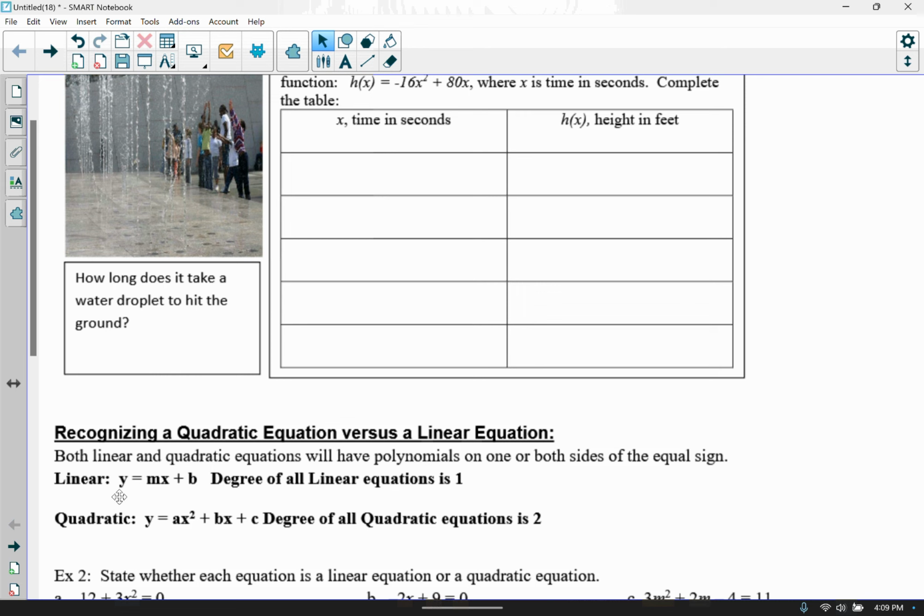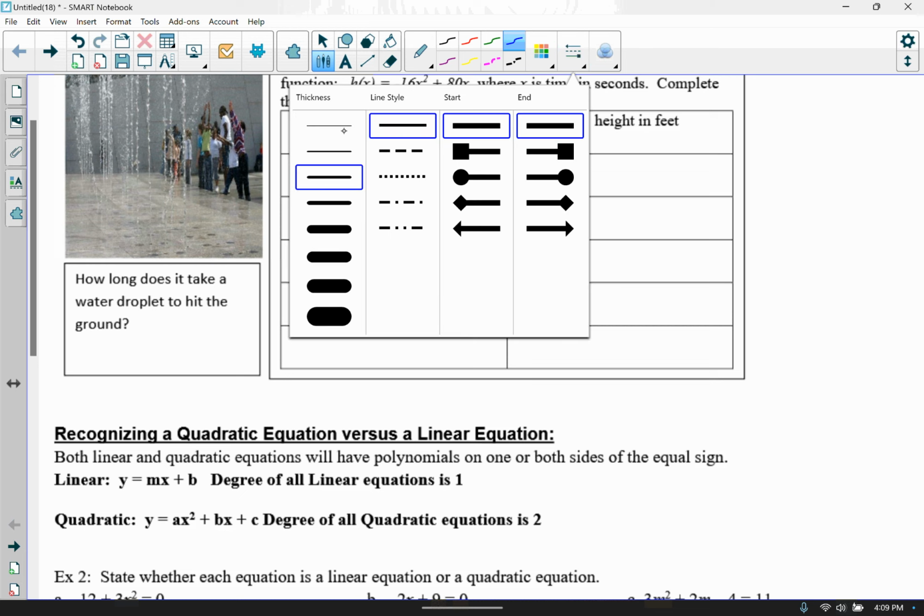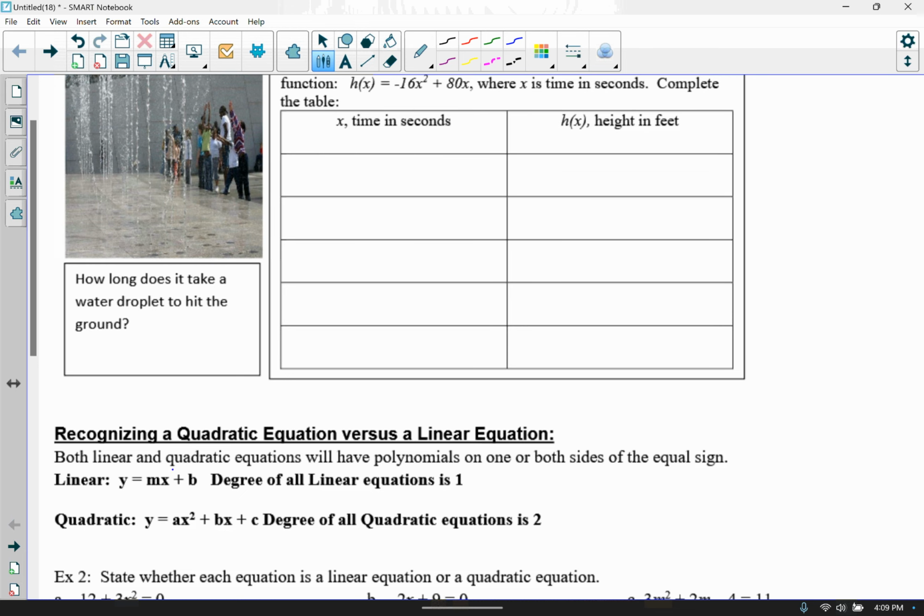With linear functions, the degree of all linear functions is always equal to 1. So remember, your degree is that highest degree of exponent on x. So with that x here, this is like x to the first power, versus a quadratic down below, where a, b, and c are just numbers, but you notice how it goes x squared, x, and the c just being a number. That highest exponent there is 2. That indicates that you're talking about a quadratic equation.